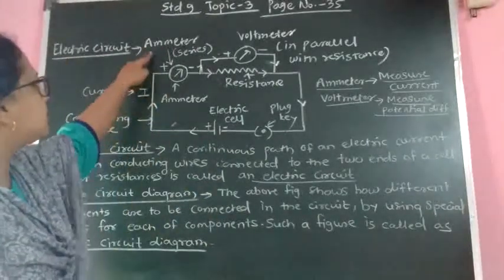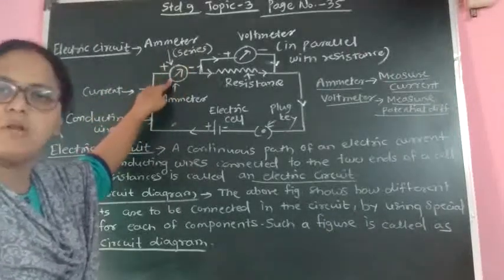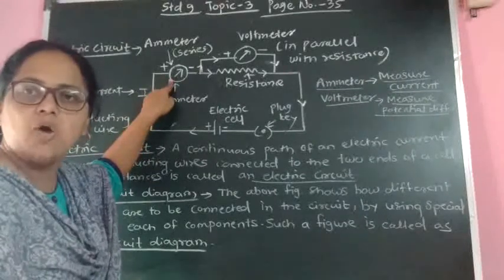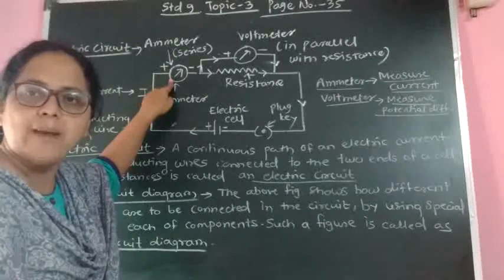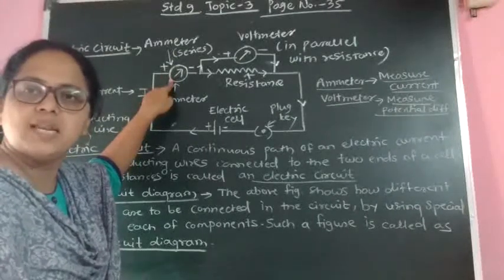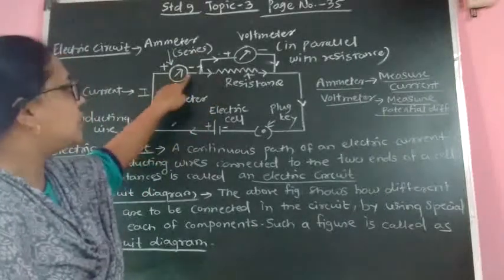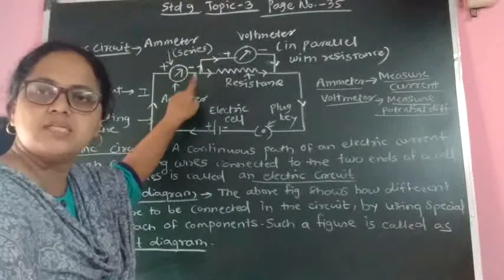You can see here, this is the ammeter symbol, plus minus. It is used to measure the current in the circuit. How much current flows through the circuit is measured with the help of the ammeter. It is connected in series with the resistance. Series means in the same line of the resistance.